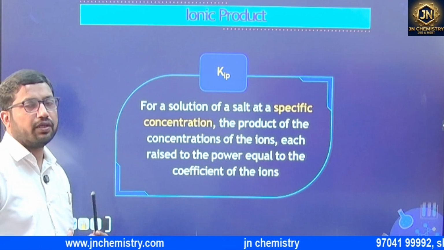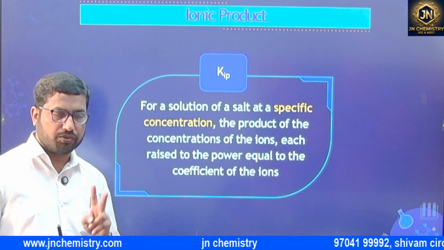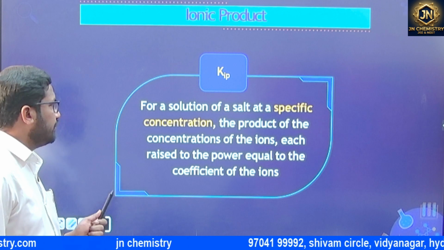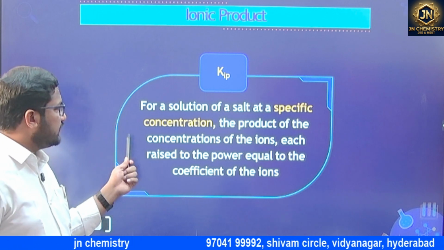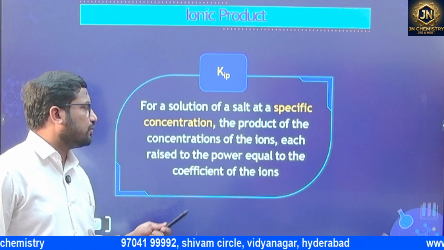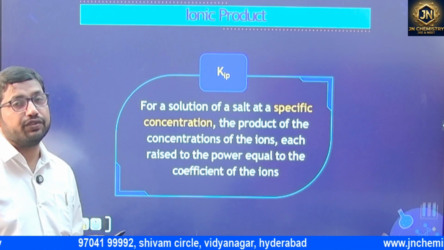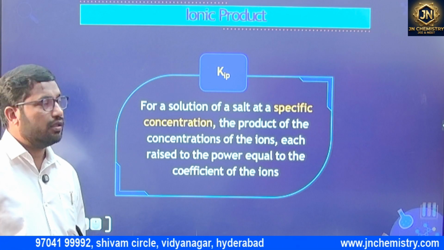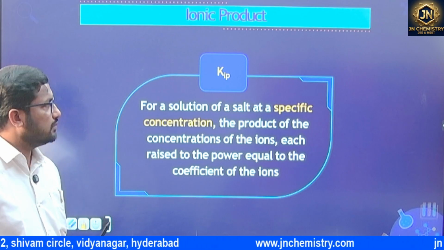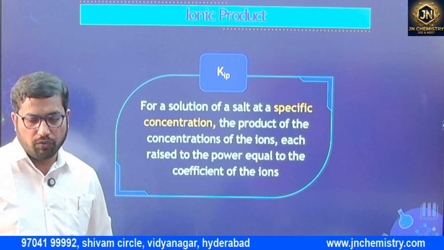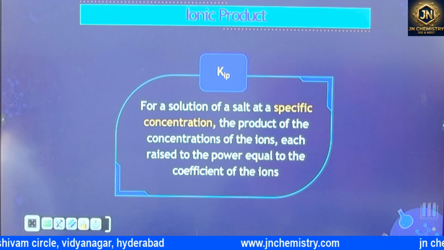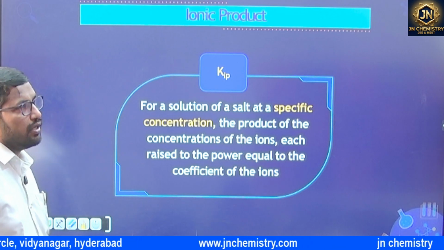Ionic product and solubility product, two things are there. So KIP, ionic product, write it down. For a solution of a salt of specific concentration, the product of concentrations of ions, each ion raised to the power equal to its coefficient. Ionic product and solubility product are both important. Based on that we can say whether it is soluble or not, we'll discuss that.